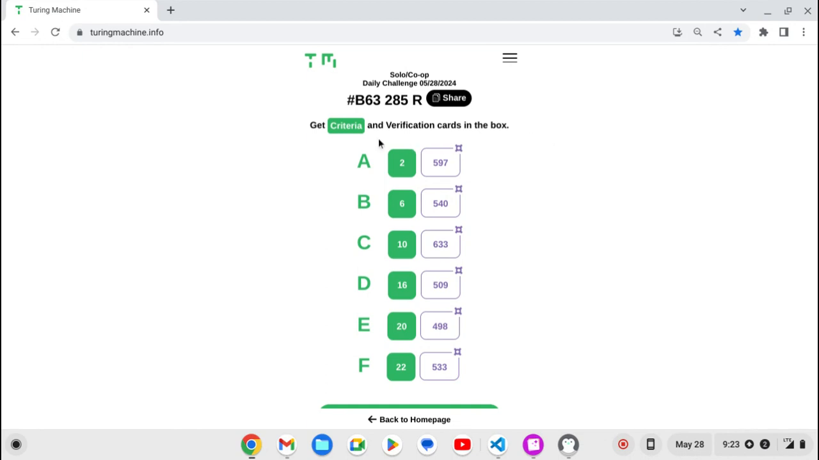So the 6 criteria cards that are used for today's puzzle are 2, 6, 10, 16, 20, and 22. And we're using the purple verification cards. And above you'll find the unique identifier for today's puzzle that you can always go into turingmachine.info and look up its details. Let's go solve.